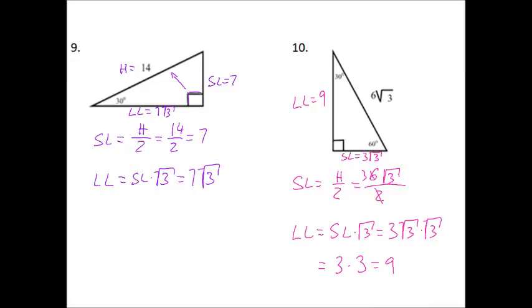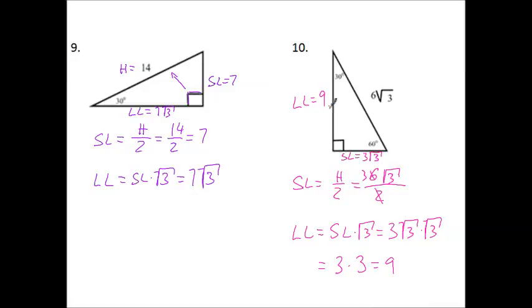Hopefully you came up with the same answers. The short leg is the hypotenuse divided by 2, so 6 square roots of 3 divided by 2. We can simplify that to get 3 square roots of 3, and that's the length of our short leg. In order to find our long leg, we take the short leg multiplied by the square root of 3, and we have 3 square roots of 3 multiplied by another square root of 3. The 2 square roots of 3 multiplied give us 3, and 3 times 3 is 9. That's our long leg. Excellent job, you guys.